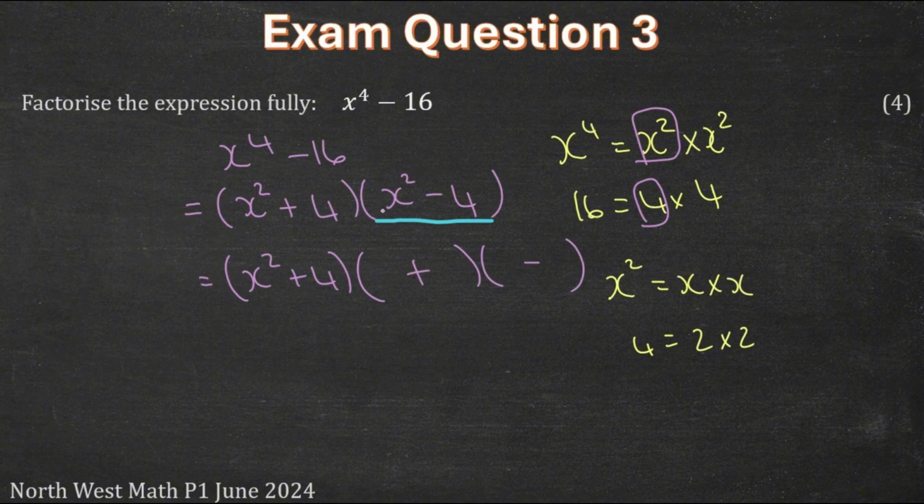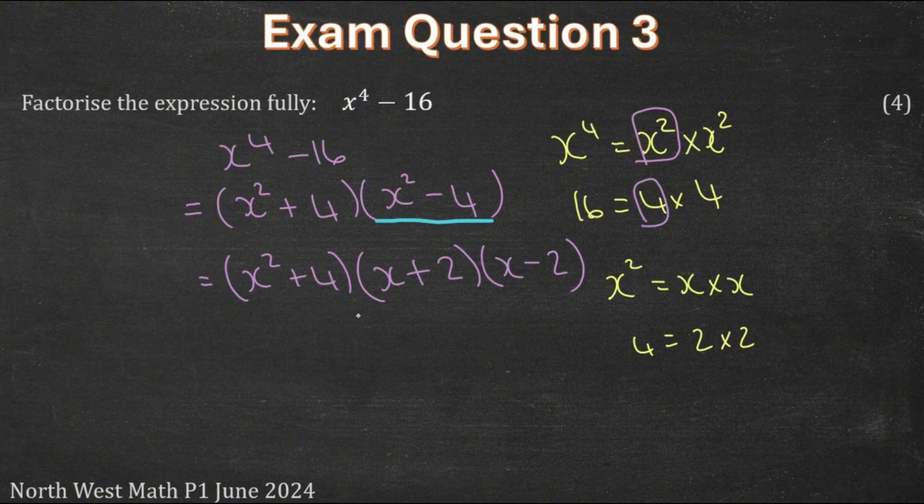Now take your first term and you find the square root for x squared. And we've already established that it is x. And I write x in the first space of each bracket. Now let's look at this 4. I need to find the square root of 4. That is 2. And I write it in the second space of each bracket.